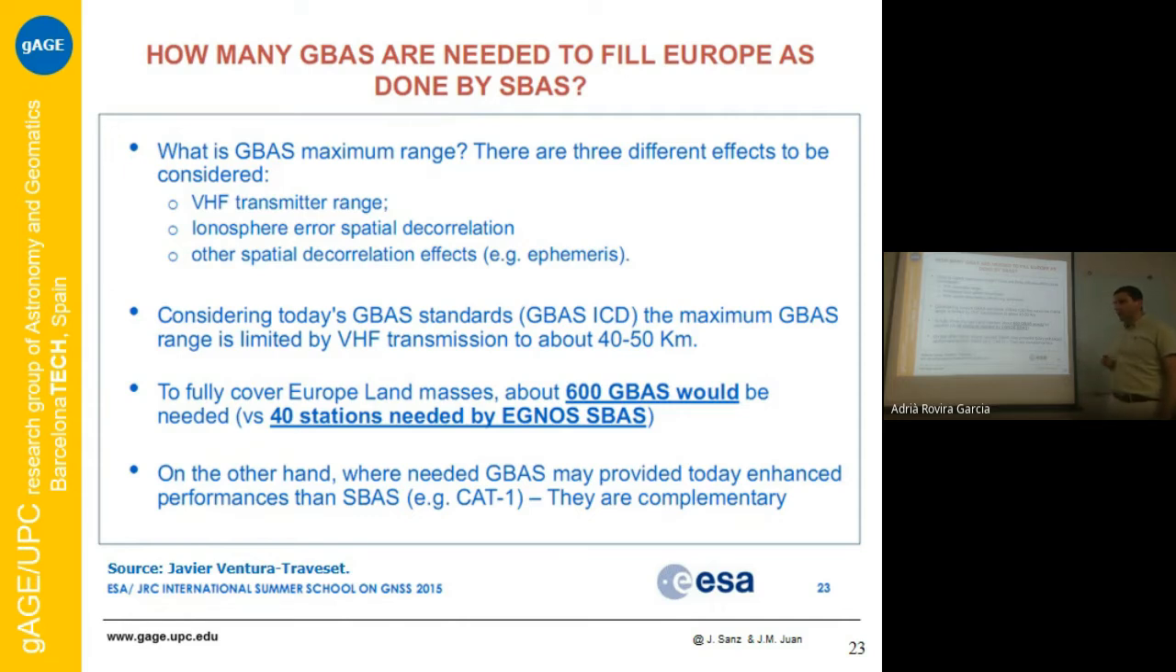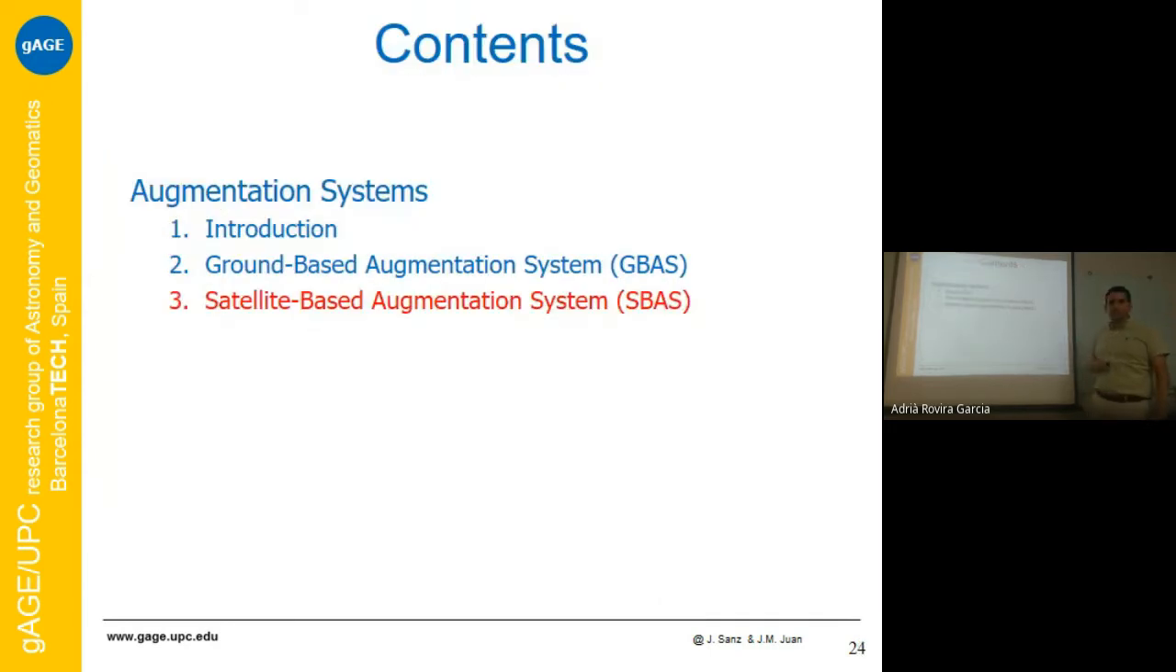So what can we use instead of GBAS? We can use another system that is the SBAS, the satellite-based augmentation systems. Of course, the two are complementary. We can have a satellite-based augmentation system for the less demanding phases of flight, and when we are getting close to a busy airport, we can then use a GBAS station. And this is how we operate in practice.